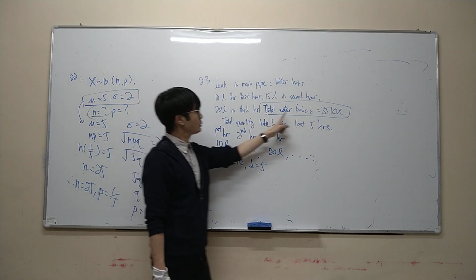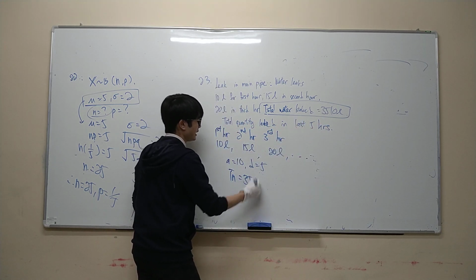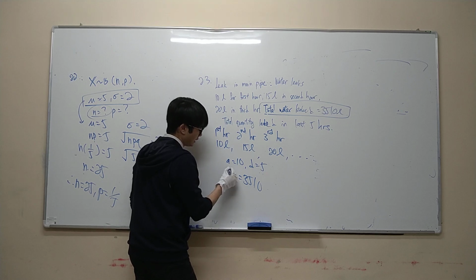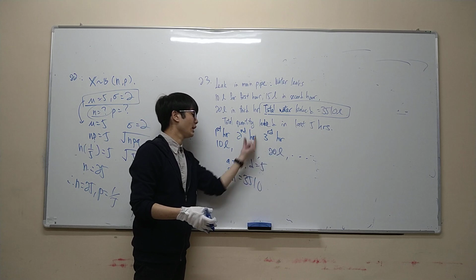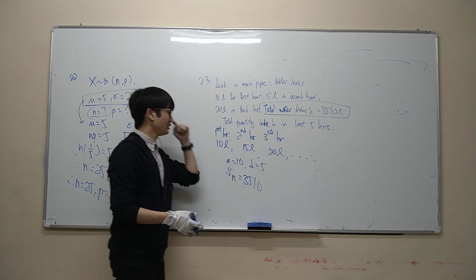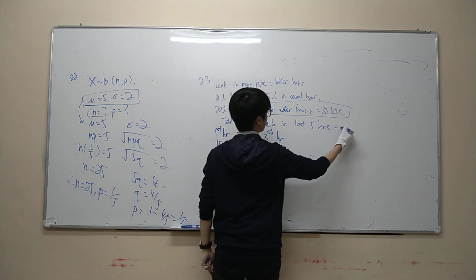So total water leak means what? It's not Tn, it's Sn. Because when you're talking about total water leak, you have to add it all back. So the total quantity leaked in the last 10 hours, this is what they want you to find.